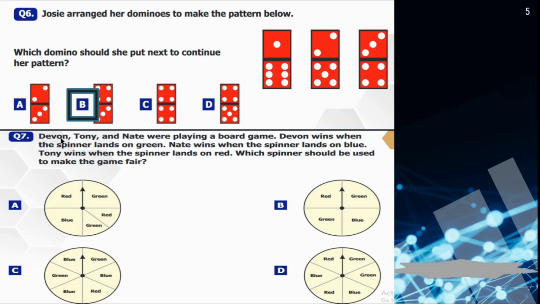Question number 7. Devon, Tony, and Nate were playing a board game. Devon wins when the spinner lands on green. Nate wins when the spinner lands on blue. Tony wins when the spinner lands on red. Which spinner should she use to make the game fair?